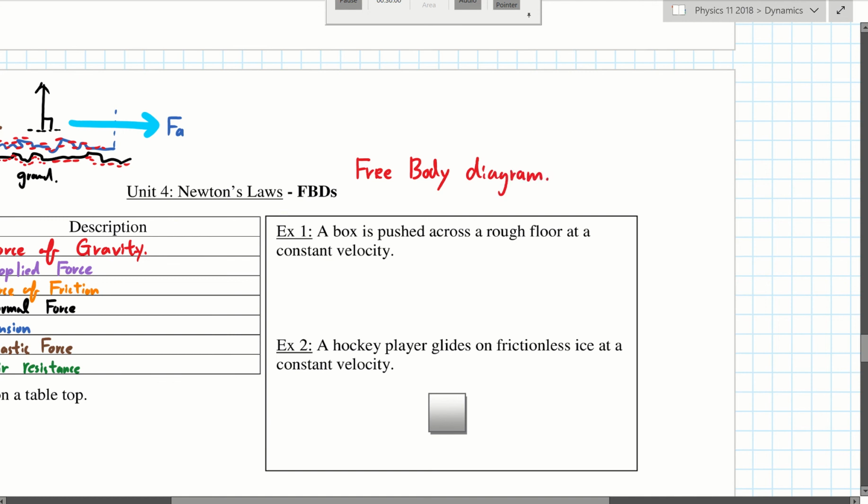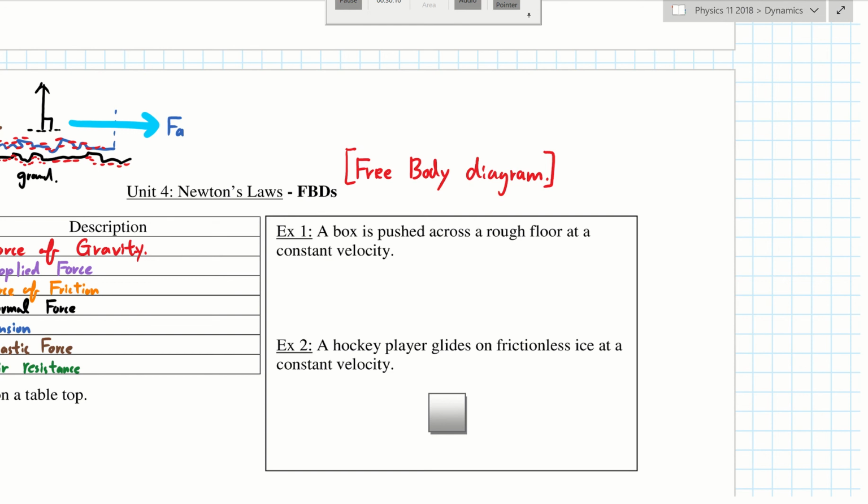So a free body diagram is a technique that physics people use in order to represent an object by drawing all the forces on it. Now in a free body diagram, here are some of the rules. You will draw all the forces as an arrow with a little head, starting from the center of the box.